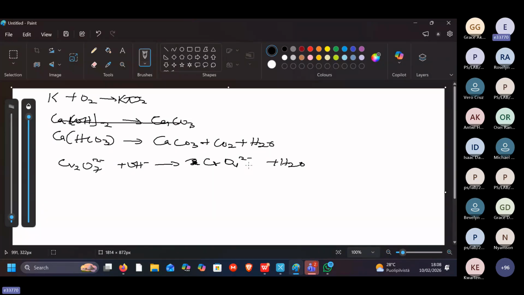Can we do that? Well, how do we do that? We need to know the oxidation state. For example, if I take the first equation, potassium at the reactant side is 0. And then if you calculate the oxidation state for potassium in potassium oxide, what is the oxidation state of the potassium here?